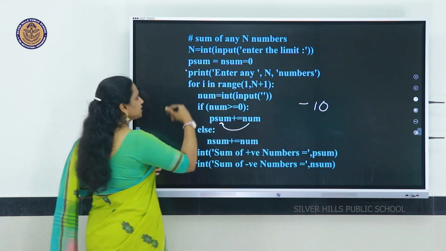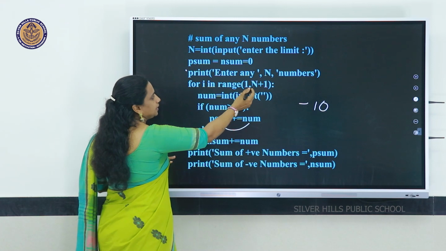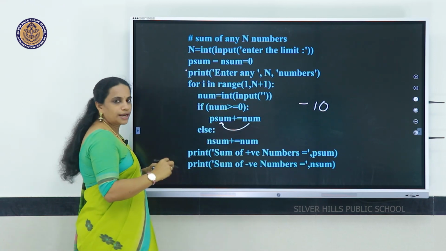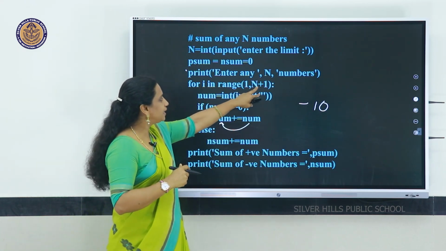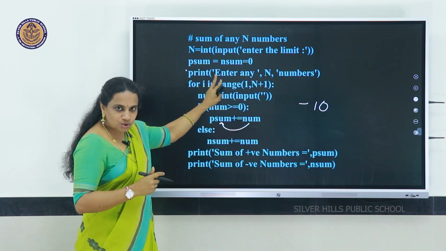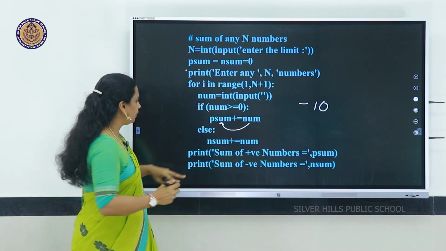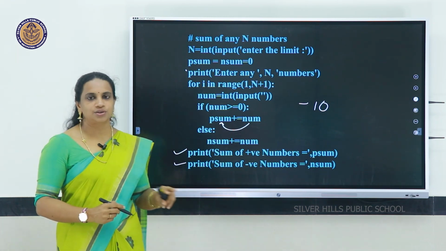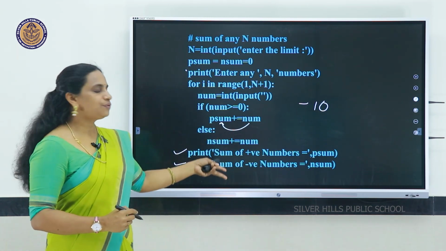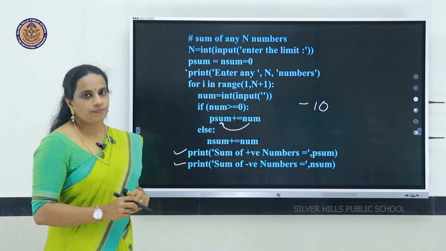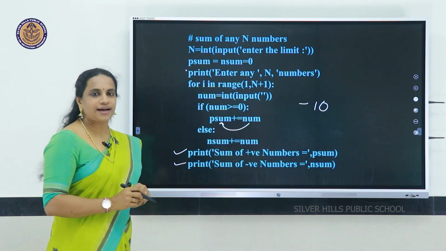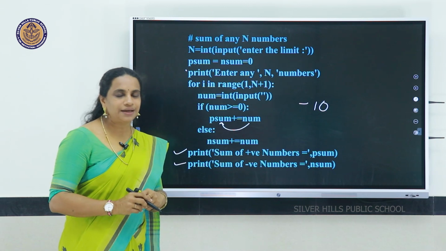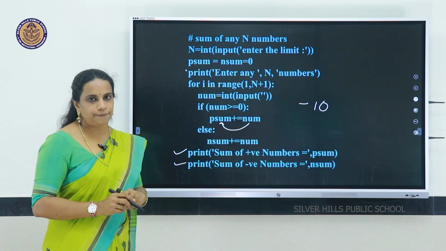Finally, once it is out of the for loop, that is for I in range of 1 to n plus 1, when the value reaches n plus 1, program control will come out of the for loop and finally it will print the sum of positive numbers is equal to so and so, sum of negative numbers is equal to so and so. Okay, this is the program for finding the sum of positive and negative numbers separately.